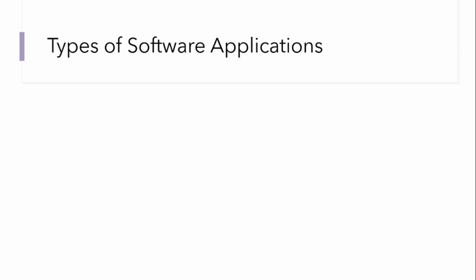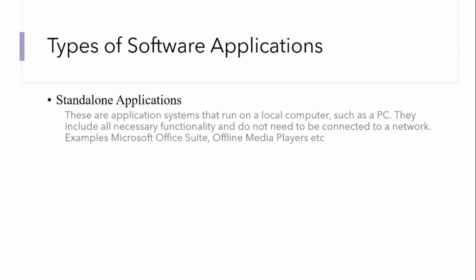Now let's move on to look at the various types of software applications that we have. So the first one we talk of is the standalone application. When we talk of a standalone application, these are application systems that run on local computers such as PC. They include all necessary functionalities and do not need to be connected to a network. So examples of standalone application include the Microsoft Office suite and then offline media players such as VLC Media Player, Windows Media Player, and many more.